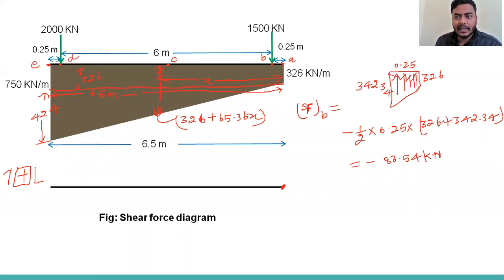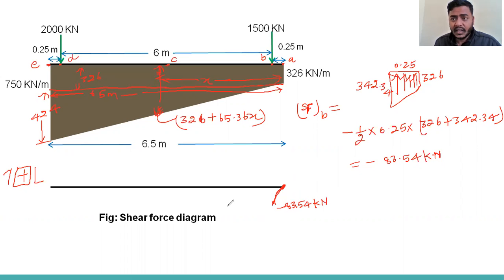This is not linear. When the load is UDL, then it will be linear. So I can check the curvature also. I'm just drawing here. It will be like this, minus 83.54 kilonewton.